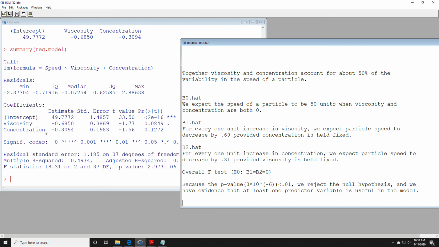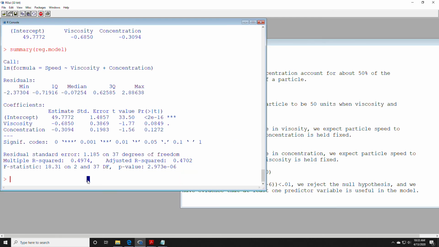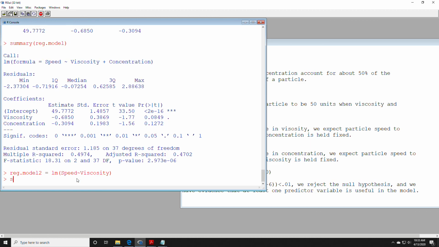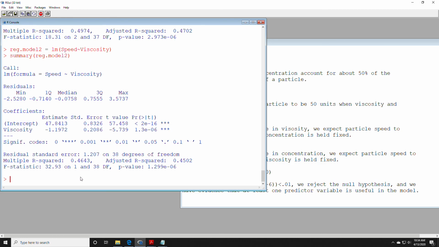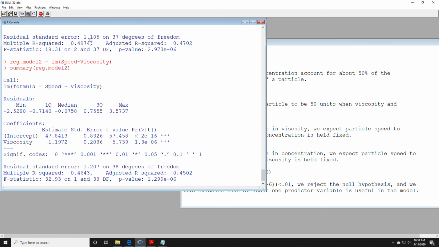One of the things that you could do is look at reg.model2. Let's look at the simple linear regression of just viscosity and speed, and summary. Together these explain about 50%. Now I kicked concentration out. If this drops by a bunch, then maybe concentration explained a lot. Okay, it dropped a little. It went from about 50 to about 46.